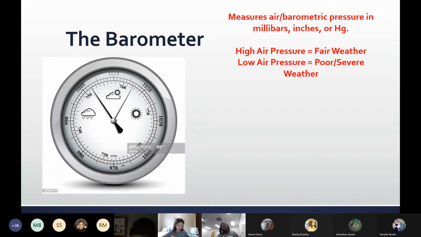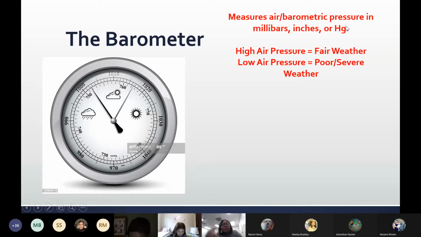A barometer is what we use to measure how much air pressure there is. Remember, as the altitude increases within the troposphere, air pressure decreases along with temperature. It gets colder and the air gets lighter or less heavy. The barometer measures air slash barometric pressure, and it measures it in millibars, inches, or inHg.